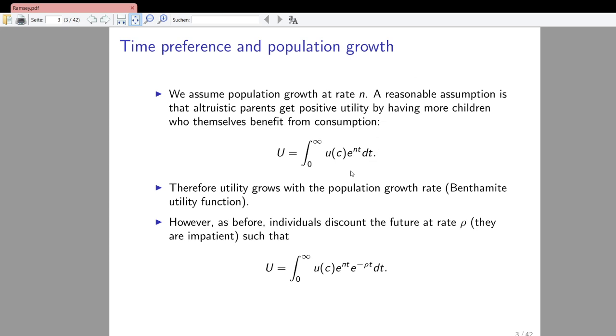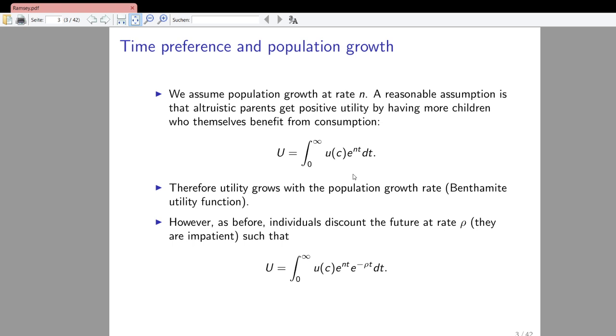And that implies that we do not only have a discount factor to take care of, but we also have a growth factor in the utility function. So the household maximizes future utility. Instantaneous utility is u of c again, from time 0 to time infinity, but under the condition that the household itself grows at rate n.